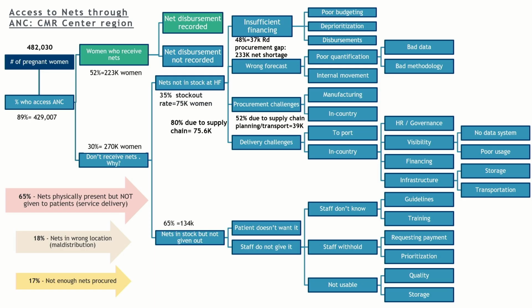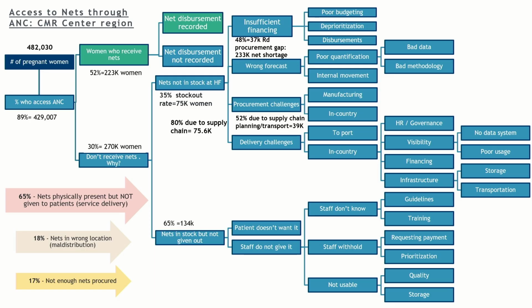If we're able to tackle the problem in a complex way across the different sections, then we could understand that procurement is really accounting for 17% of the routine gap. So we would ideally want to buy more routine nets for the need. And 18% are in the wrong location, so a maldistribution challenge, which is likely a combination of a supply chain quantification need as well as a transport need. So moving nets between facilities or moving nets from the regional level to the health facility level.